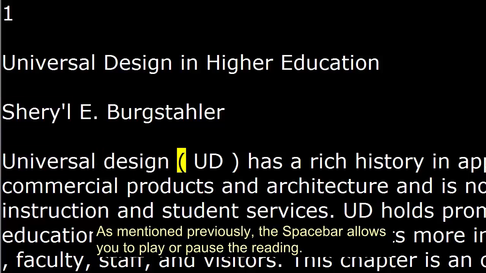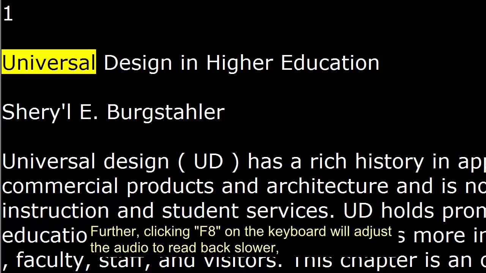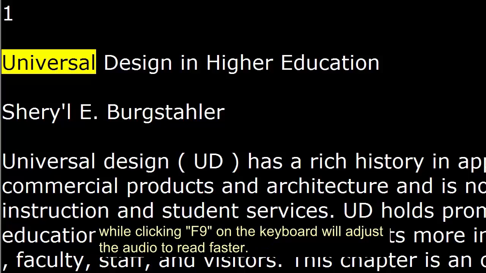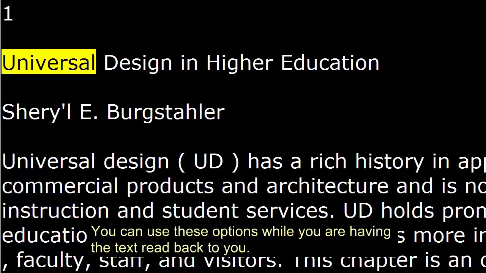As mentioned previously, the spacebar allows you to play or pause the reading. Further, clicking F8 on the keyboard will adjust the audio to read back slower, while clicking F9 will adjust the audio to read faster. You can use these options while you're having the text read back to you.